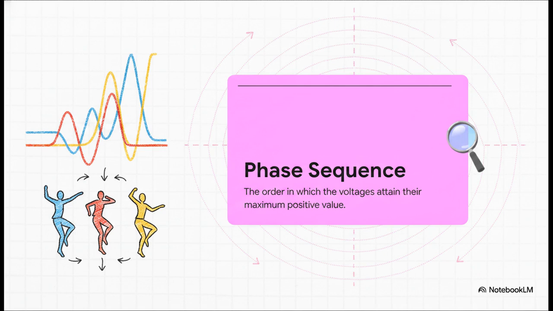What we're really talking about here is called phase sequence. Simply put, in a three-phase electrical system, the phase sequence is the exact order in which the individual voltages hit their maximum positive value. Think of it kind of like a perfectly timed dance, where each dancer has a very specific moment to step forward and hit their absolute peak.